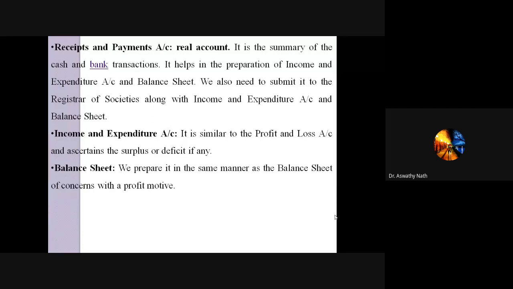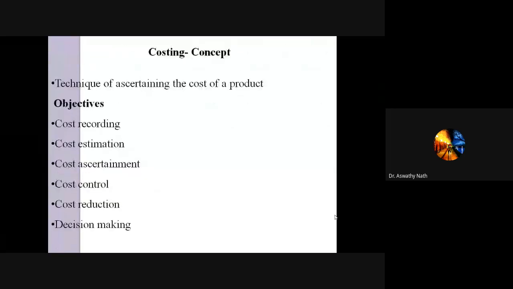Okay. So you know that the receipts and payments account is a real account. Actually, it is a summary of cash and bank transactions. And based on this receipts and payments account, we are preparing the income and expenditure account. The income and expenditure account is always similar to a profit and loss account, and it helps to ascertain the surplus or deficit. And finally, we have to prepare a balance sheet. So these are the three accounts prepared by a non-profit organization.